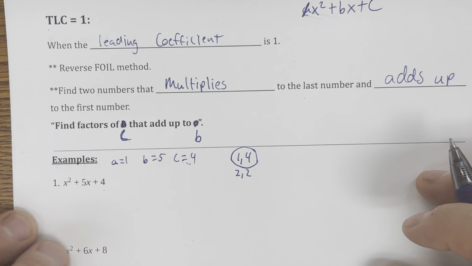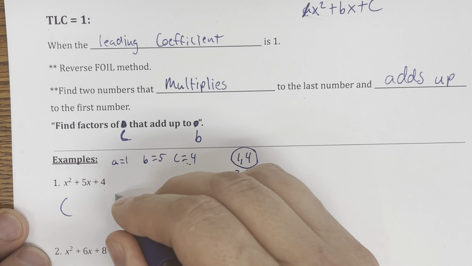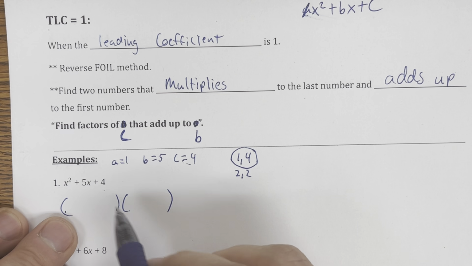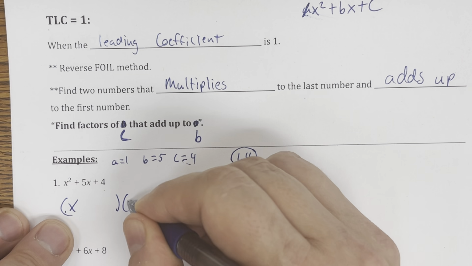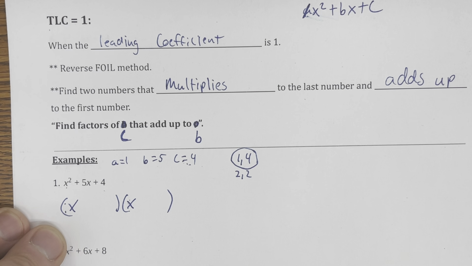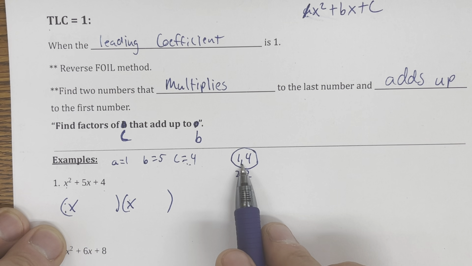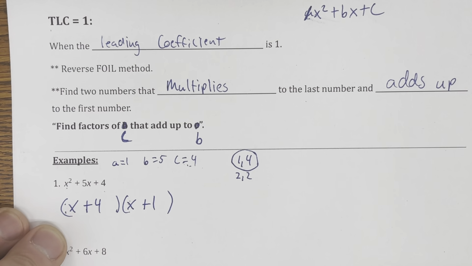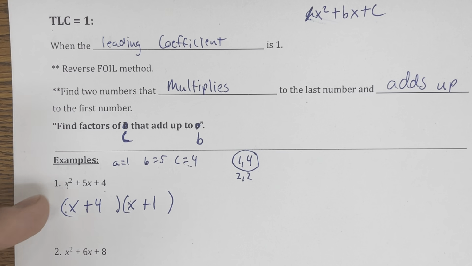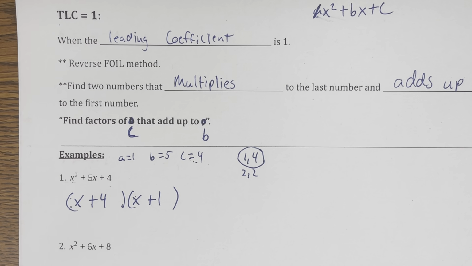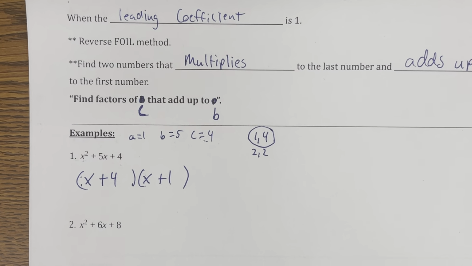All right, so I'm going to set up two sets of parentheses. We're unfoiling. For us to get our first term, we're going to have to take x times x, because x times x is x squared. Now, our factors that added up to 5 were 4 and 1, so we have a plus 4 and a plus 1. Now, for us to check our work, we could FOIL this out, and we will end up with exactly what we started with. We're rewriting it, okay? We aren't changing its value, we're just rewriting it.